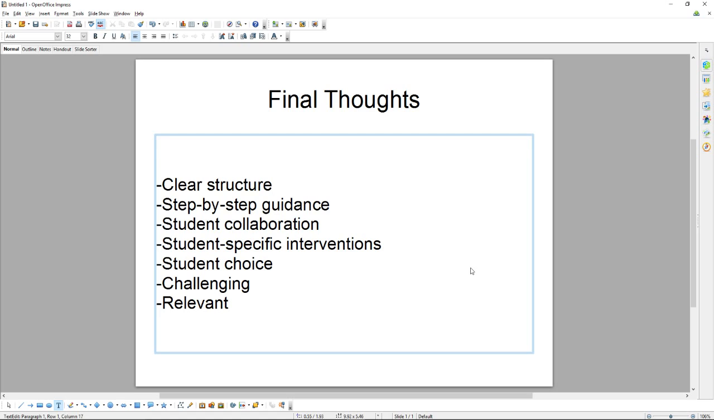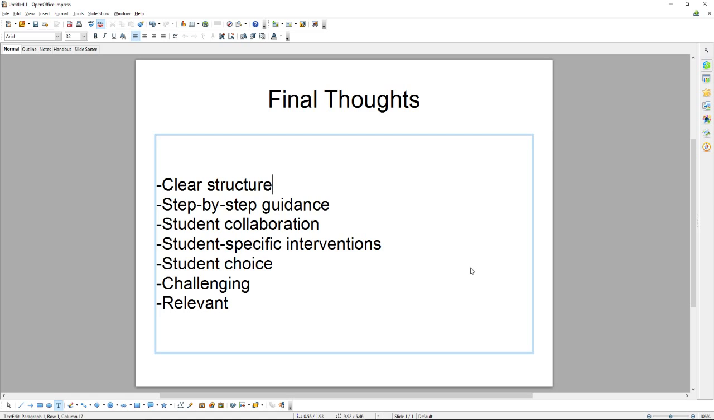And so the more structure you can provide to the student, the more successful that they can be in the writing task. A clear structure on how the task is going to be graded, what are the expectations and the goals of the task. The students need step-by-step guidance on how to go through each of the steps. So you can't just give them a series of steps and expect them to go off and complete it successfully on their own first time.